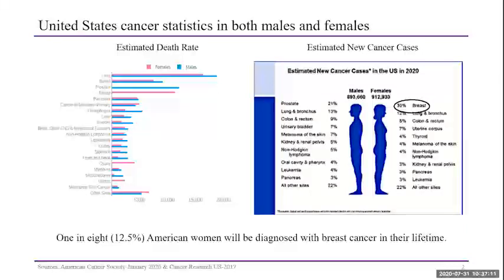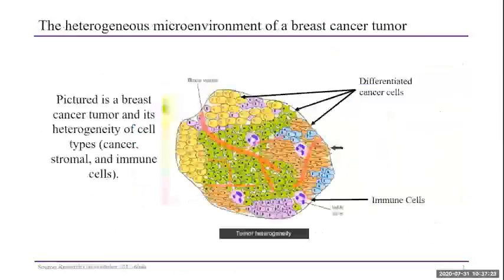And on the chart to the left, we can see the estimated mortality rate of different types of cancer in both males and females. As observed in the chart, breast cancer is the second leading cause of cancer-related deaths in American women. So tumors are heterogeneous environments that consist of multiple cells, those being cancer, stromal, and immune cells. Pictured is a breast cancer tumor, and in the tumor, these cells are constantly communicating with one another via paracrine signaling.